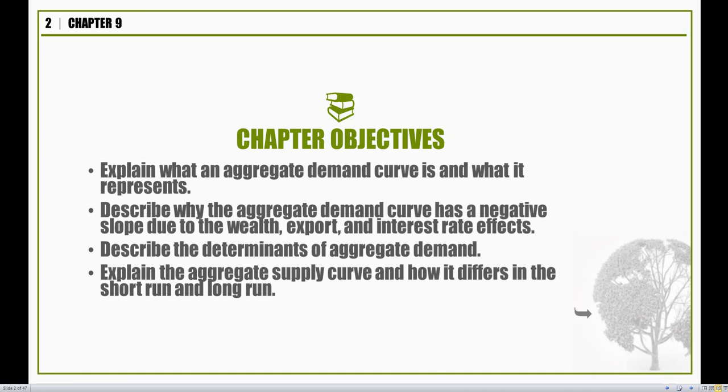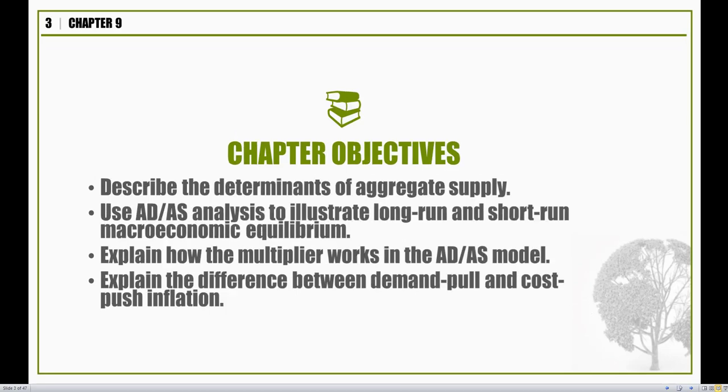Then we're going to take a look at the supply side, and the supply is going to be a little bit different in that we actually have two different supply curves we need to look at. We look at the supply curve in the short run, and we also look at the supply curve in the long run. So what are the similarities and differences between these two curves?